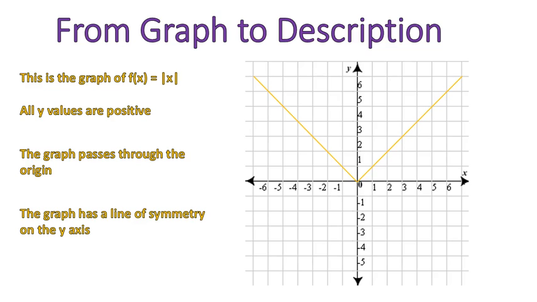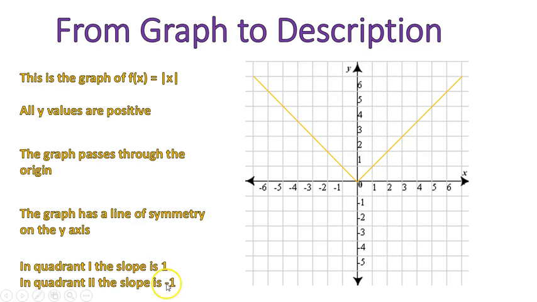The graph has a line of symmetry on the y-axis. So there's a lot of things we can notice about this. In quadrant 1, the slope is 1. In quadrant 2, the slope is -1. So I'll just show you, quadrant 1 is in this section. It has a slope of 1. In quadrant 2 over here, it has a slope of -1. Those are some observations we can make from graphs.